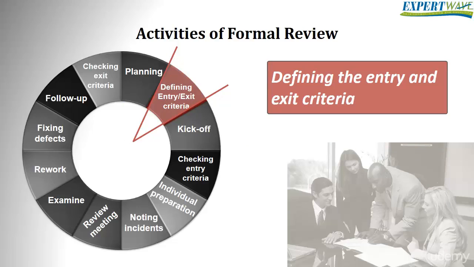Defining the entry and exit criteria. For more formal review types such as inspections, entry criteria define what criteria should be fulfilled to start the review, such as making sure that the document is spelled correctly before starting the review. And exit criteria define what criteria should be fulfilled to stop the review, such as fixing major bugs found in the document.